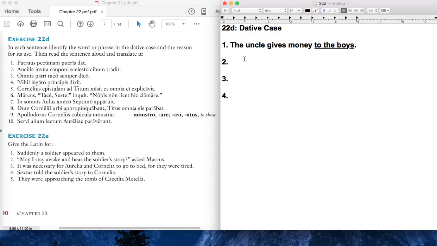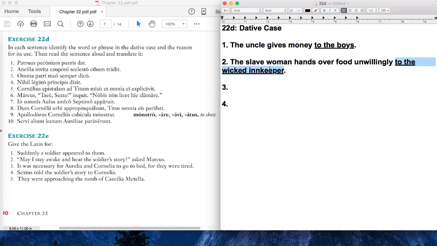Write that down now. The slave woman hands over food unwillingly to the wicked innkeeper. Here we have our dative there. That's a direct object. This is an indirect object.